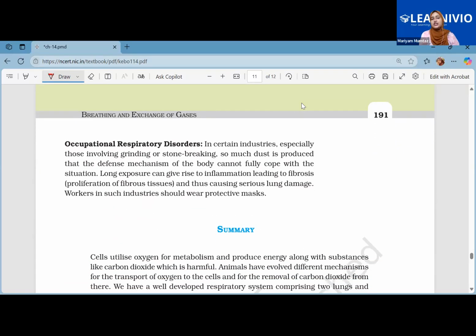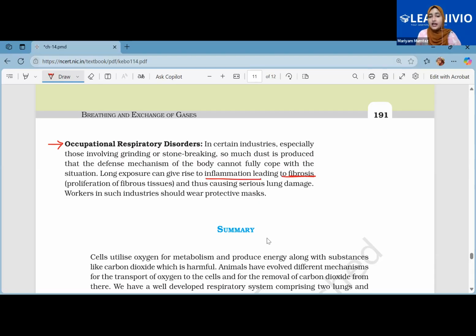Then there comes the occupational disorder. You might have seen people working in the marble industry, paper making industry, textiles, or carpenters and stuff. The work that they do, like stone breaking and grinding, produces dust, which is tiny particles that can go inside our respiratory tract. They're so tiny that even our nasal hair cannot catch them. They go from our whole conducting passage into the lungs and start getting deposited there, which causes inflammation, leading to fibrosis of the lung.